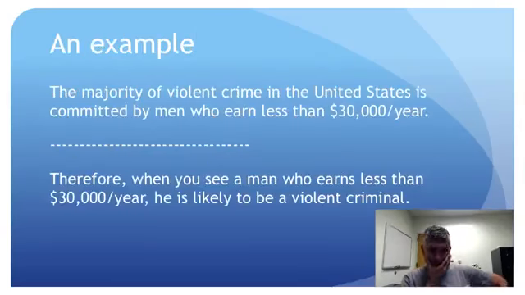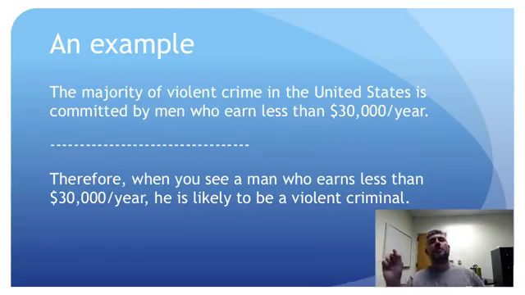So consider this argument. The majority of violent crime in the United States is committed by men who earn less than $30,000 a year. By the way, that's true. Conclusion that the argument draws from that: therefore, when you see a man who earns less than $30,000 a year, he is likely to be a violent criminal. Okay. Now, that's a bad argument. But it's not a bad argument because its premise is false. Actually, its premise is true. So what makes it a bad argument? What makes it a bad argument is that its premise doesn't support its conclusion.